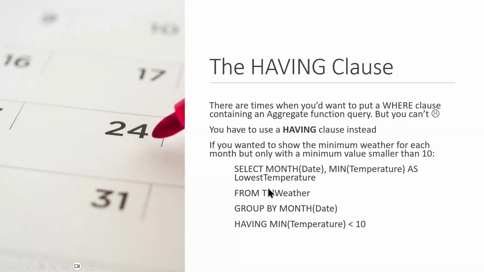So for example, if you wanted to only show the minimum temperature for each month, but only the ones that have a minimum value less than 10, so maybe only the winter months, you could put that same query in that we just saw, but at the bottom you add having min brackets temperature less than 10. And can you see that the having clause says something about what you selected in your query? Right?